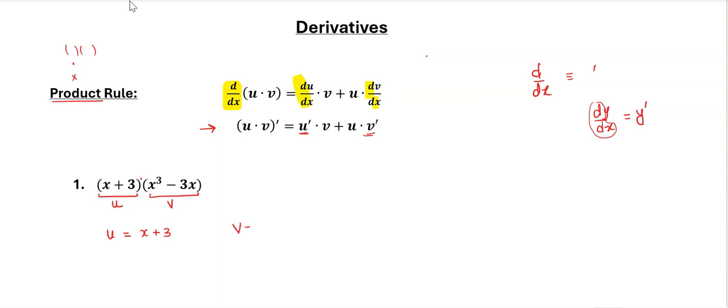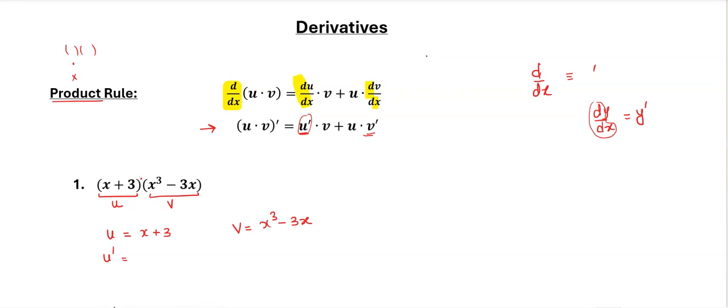v is equal to x power 3 minus 3x. Okay, this is the first thing that we get. Now what you need is the derivative of u. So find the derivative of u.